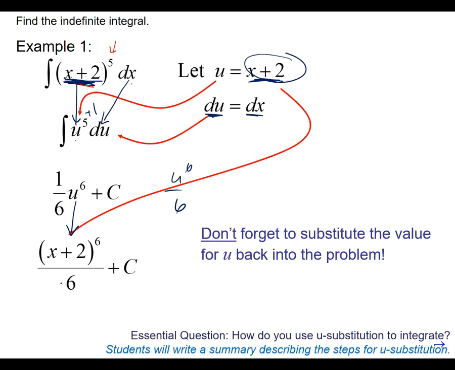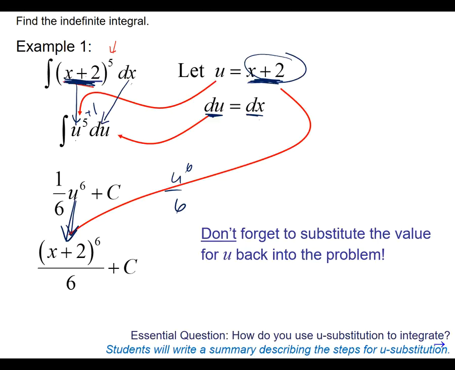Can I explain this again? Okay, because our original was in x's, we have to put our answer in x's. So in order to do that, the u that we had come up with was x plus 2, so I'm going to take the u that was here and replace it with x plus 2. So I substitute twice, right? I substituted for my u and then I have to substitute back for my x.